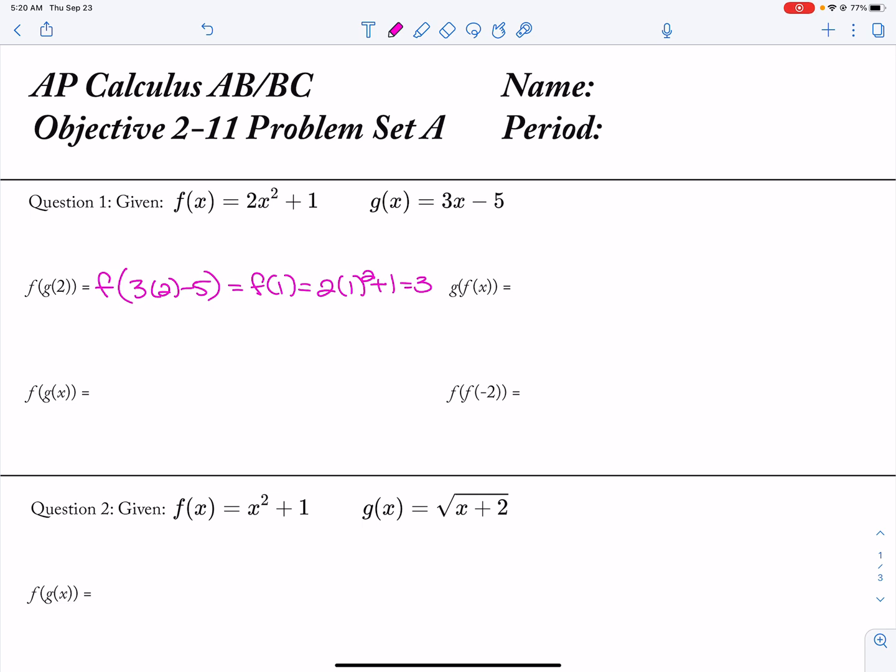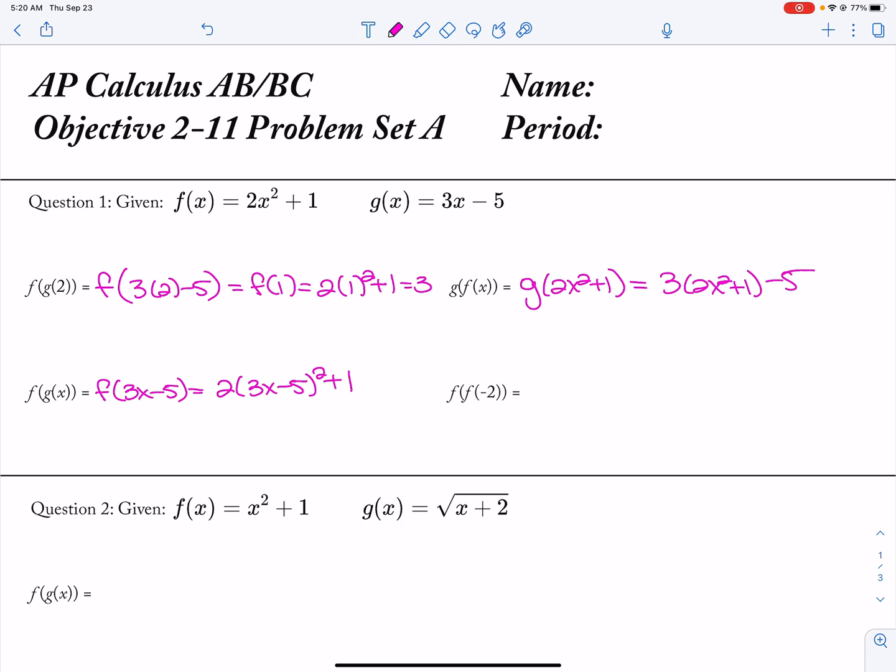So everywhere I see x in my f equation, which I just struck through, I'm going to put in my g equation. So really what I'm looking for is f of 3x minus 5. So then I get 2 times 3x minus 5, the quantity squared, plus 1. Okay, I'm not going to ask you guys to simplify the f of g of x or the g of f of x. I just want you guys to get familiar with what we're doing here. So then 3 times 2x squared plus 1, and then minus 5. That's g of f of x.